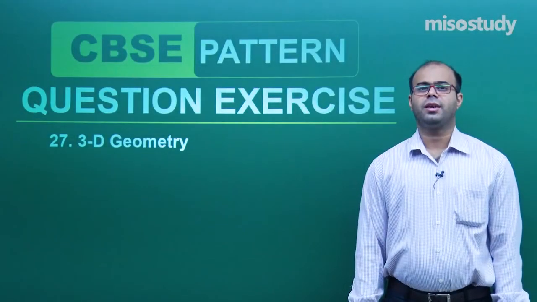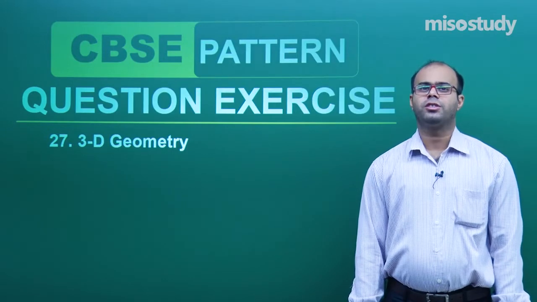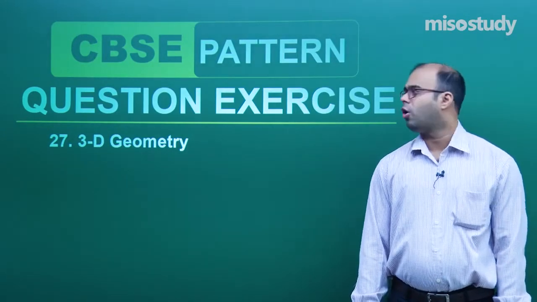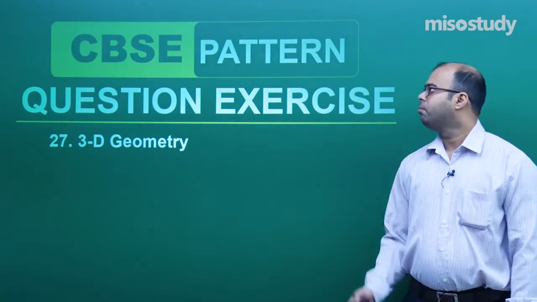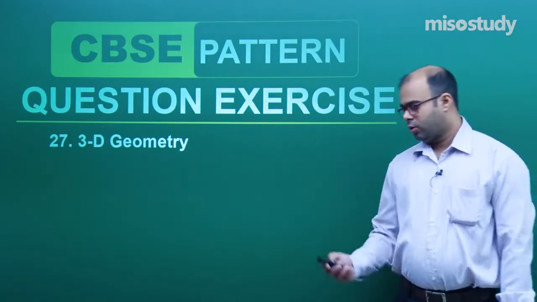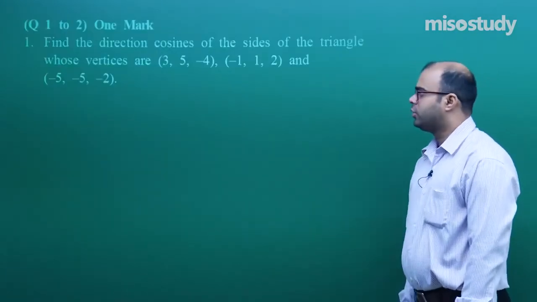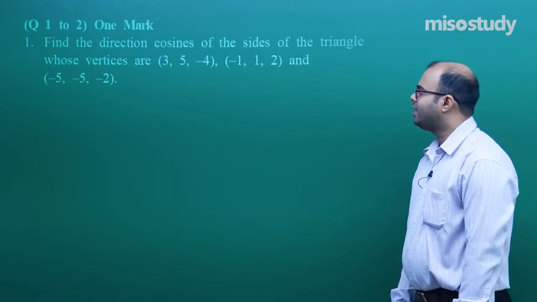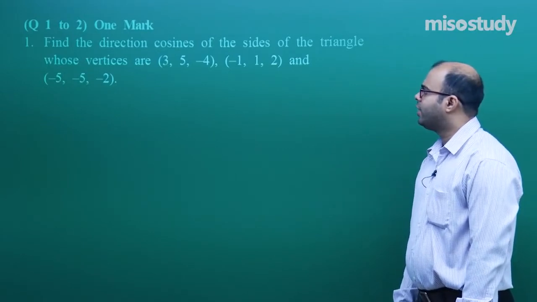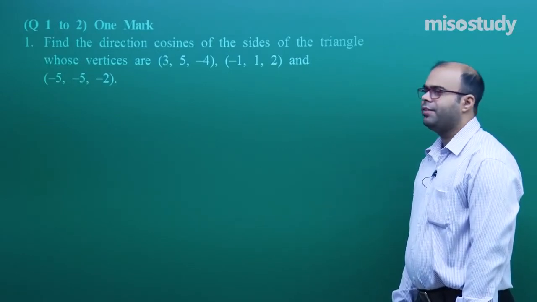Hello students, welcome to this lecture. In this lecture we are going to learn a few questions and the application of 3-dimensional geometry based on the CBSE pattern. Let us see the first question, which is of 1 mark. It says: find the direction cosines of the sides of the triangle whose vertices are given to us.